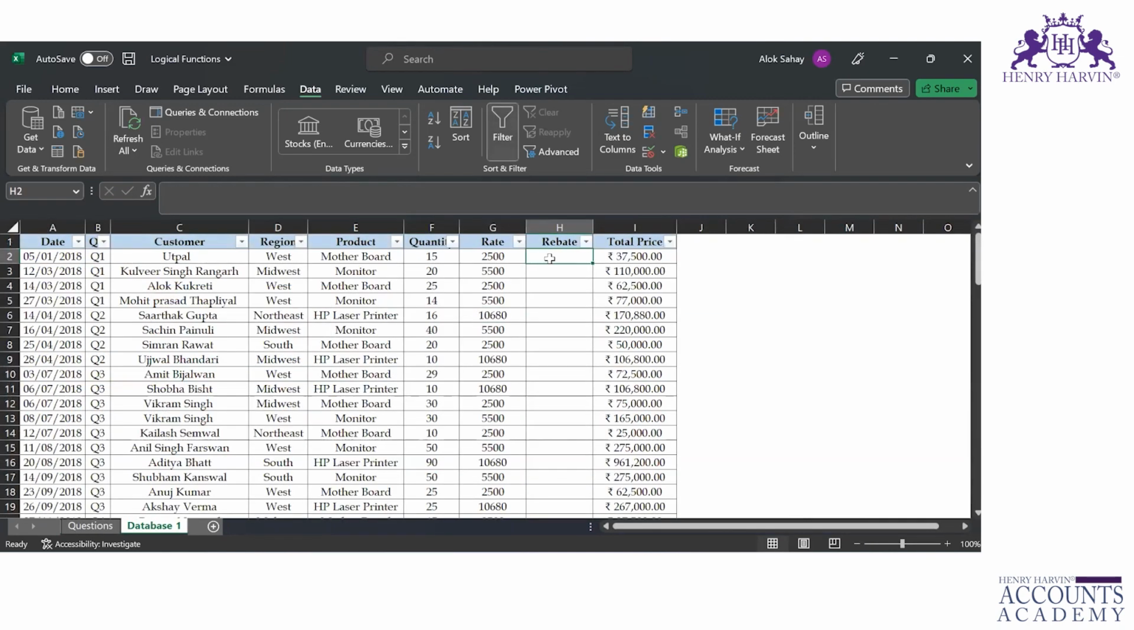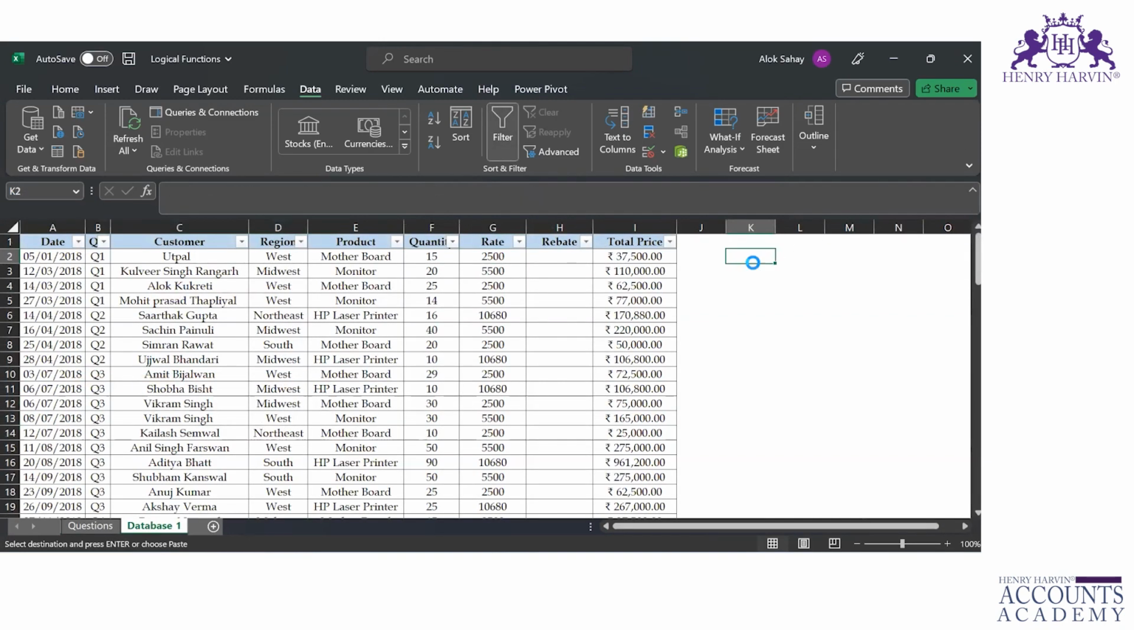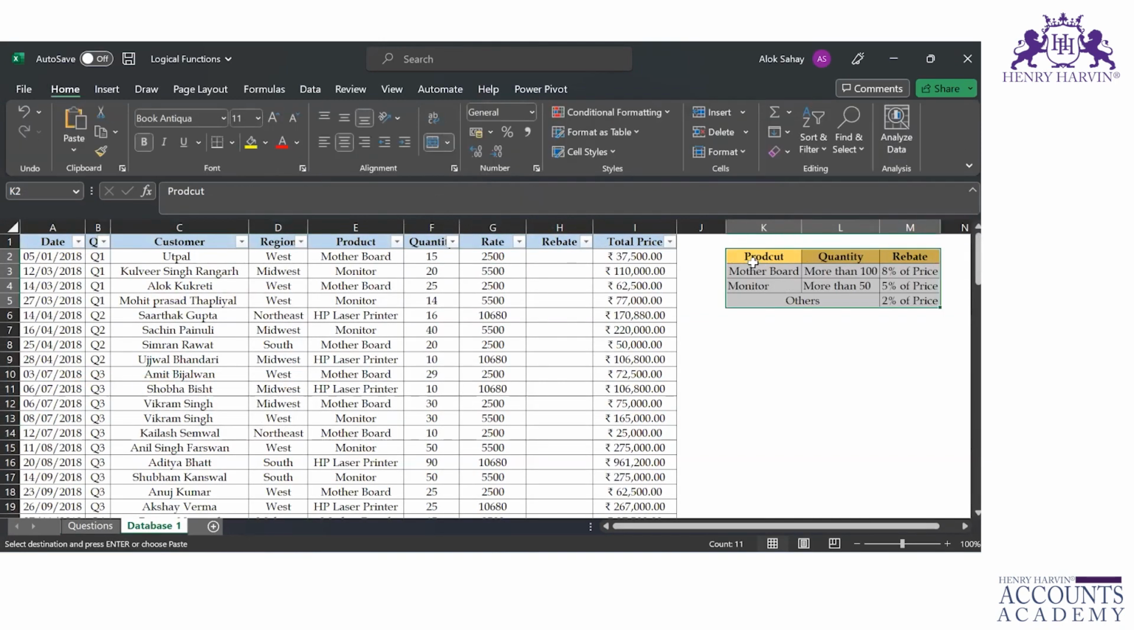Now coming to the second scenario, we need to provide rebate. Rebate is a bit of a complicated scenario. There are multiple options, multiple answers, and along with that there are multiple conditions as well. So to make it a bit easier, let's copy this and paste it here so that we can see it. So this is the condition we need to implement.